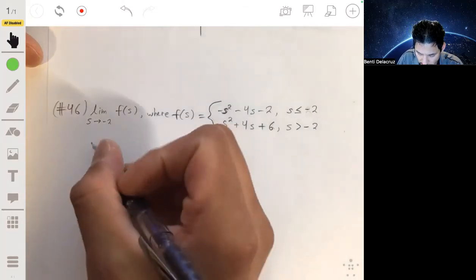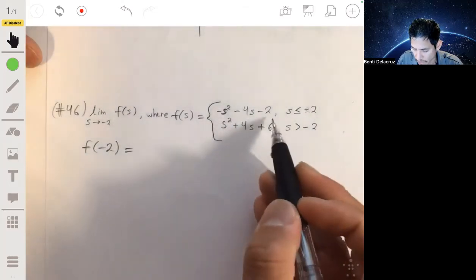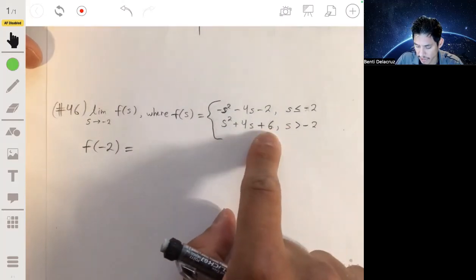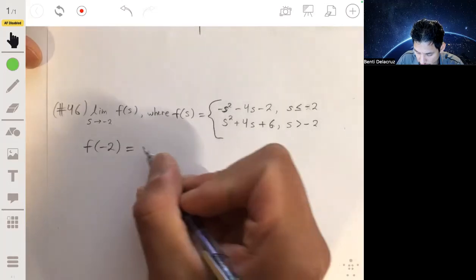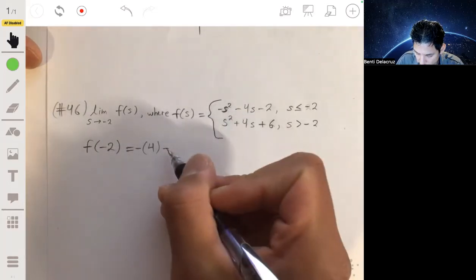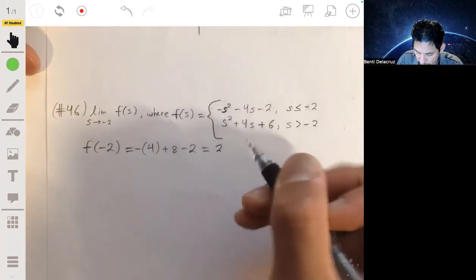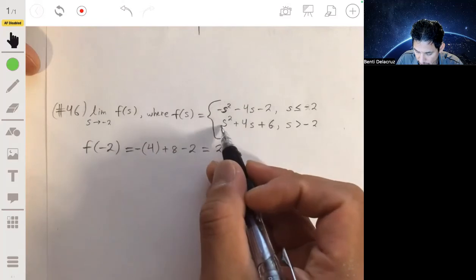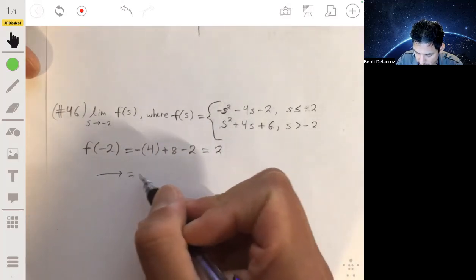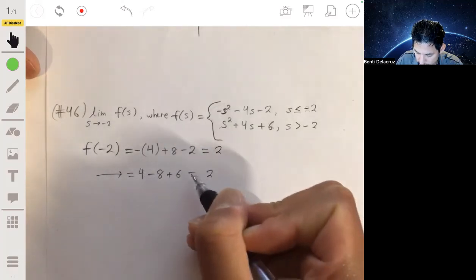So we're simply just going to evaluate f of negative 2, and we're going to plug it into here and here. Technically, you're supposed to plug it into here only, but let's see what happens when we also plug it into there. So first we plug it into there. You get negative 2 squared, which is a 4, plus 8, minus 2. So negative 4 plus 8, 4, and you'll get a 2 there. Now, when you plug in negative 2 into here, you're also going to get 4 minus 8 plus 6, and then you're also going to get 2.